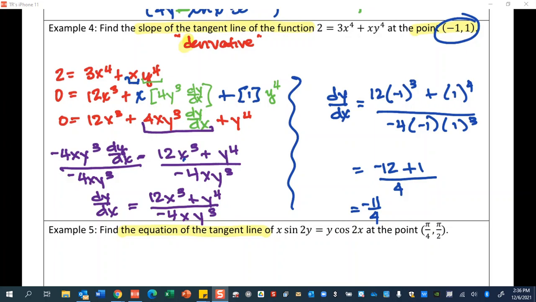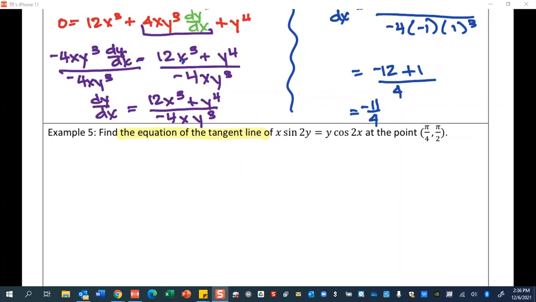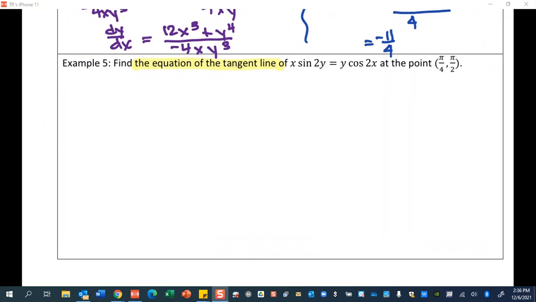Ready to go for 5? Examine it. Say hello to the function. Ask, all right, what do we got going on here? We've got x as one factor, the sine of 2y. Watch out for the chain rule on that one, right? I've got y as another factor, the cosine of 2x, and then I've got to plug this point in once I find it.